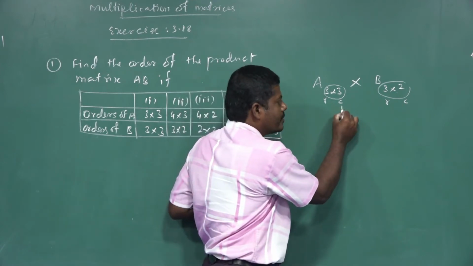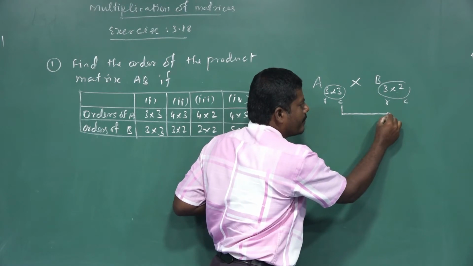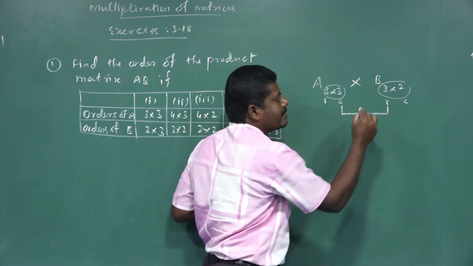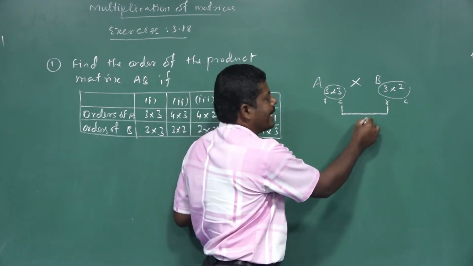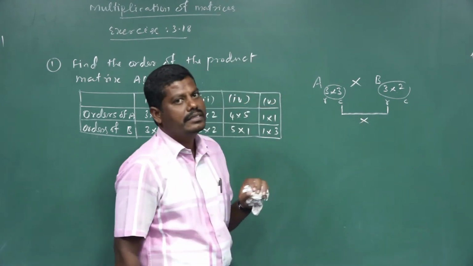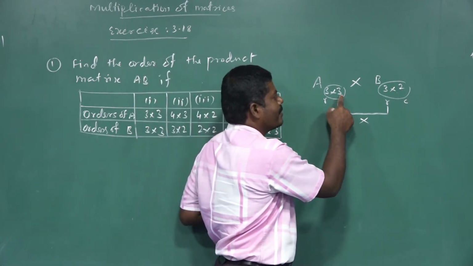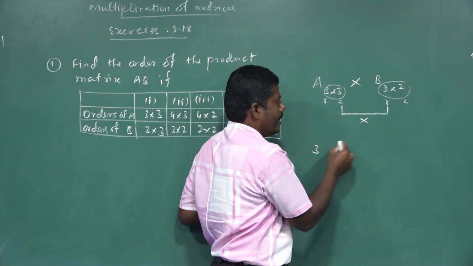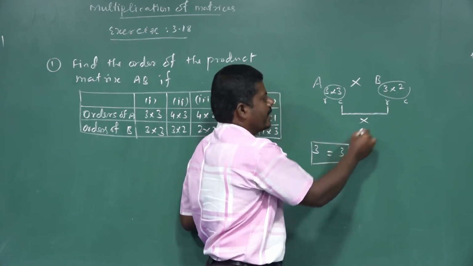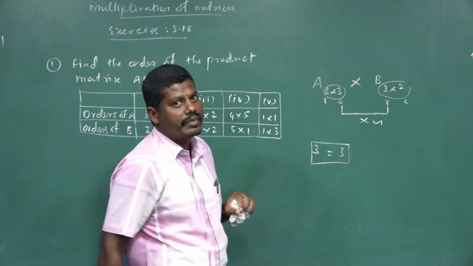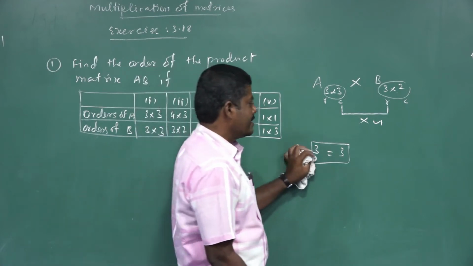Number of columns in the first matrix is equal to number of rows in the second matrix. Then only matrix multiplication is possible. Otherwise, matrix multiplication is not possible. Here, the number of columns in the first matrix is 3, and the number of rows in the second matrix is 3. So both are equal. Therefore, matrix multiplication is possible. We can multiply A and B. Understand? Now, what is our result order?